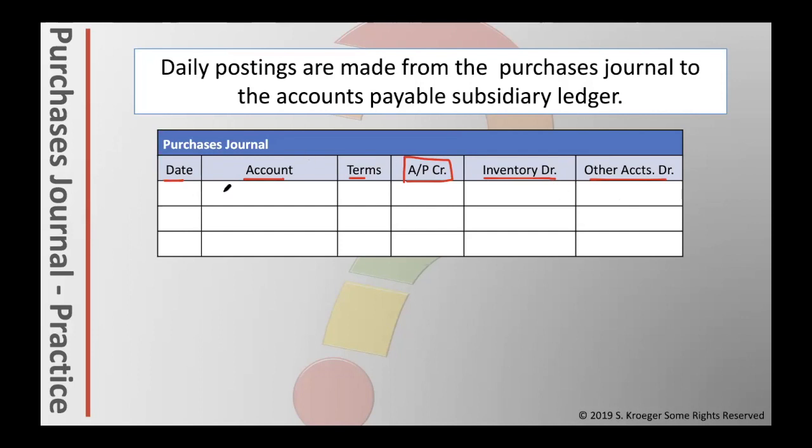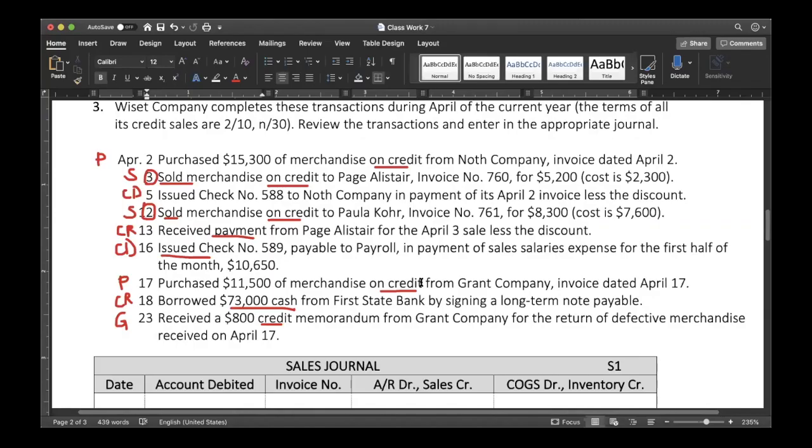And then we would also write supplies over here in the account column so that we know which account we're using. Also, the accounts payable, the name of the business that we owe money to, would also go into the account column. The 2 entries that we have listed for the purchases journal would be on April 2nd, the purchase of 15,300 of merchandise on account, and then on the 17th. Therefore, these are the 2 entries we're going to be putting into the purchases journal right now.